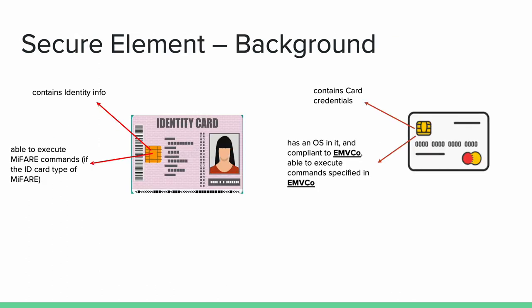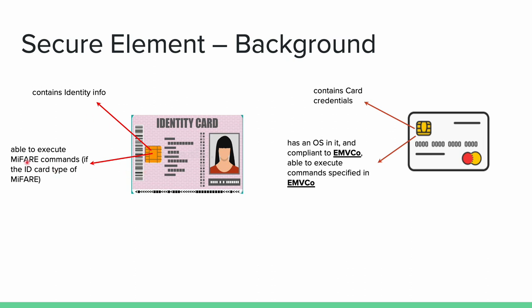I'm sure we have come across a lot of plastic cards with chips in them, be it our identity cards or be it our payment cards with a chip on them. So let's see what the chip contains. In case of an identity card, the chip typically contains the identity information, could be our employee number or it could be our student number, etc.